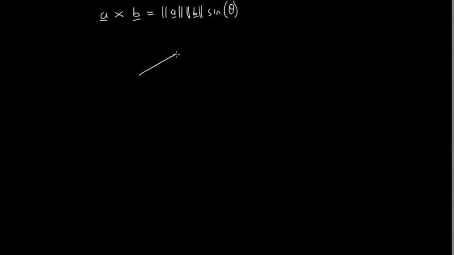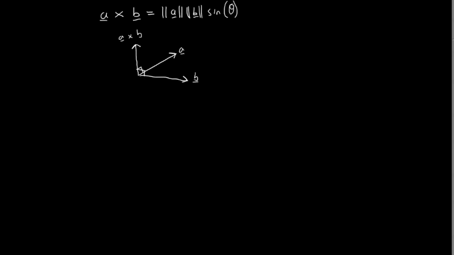If I have any two vectors, a and b, the cross product actually gives us a vector which is perpendicular to both a and b. By perpendicular, I mean it's at right angles to vector a, and it's also at right angles to vector b.